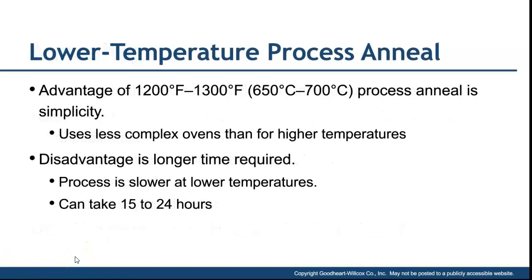There are advantages to the annealing. Generally, less complex ovens. Our ovens don't need to be able to get to as high of a temperature. That would definitely be an advantage, especially right now as we're concerned with our energy use. If we talk about disadvantages, it usually does take a longer time to do that. Oftentimes it's 15 to 24 hours to anneal some of this material, as opposed to an hour or two.